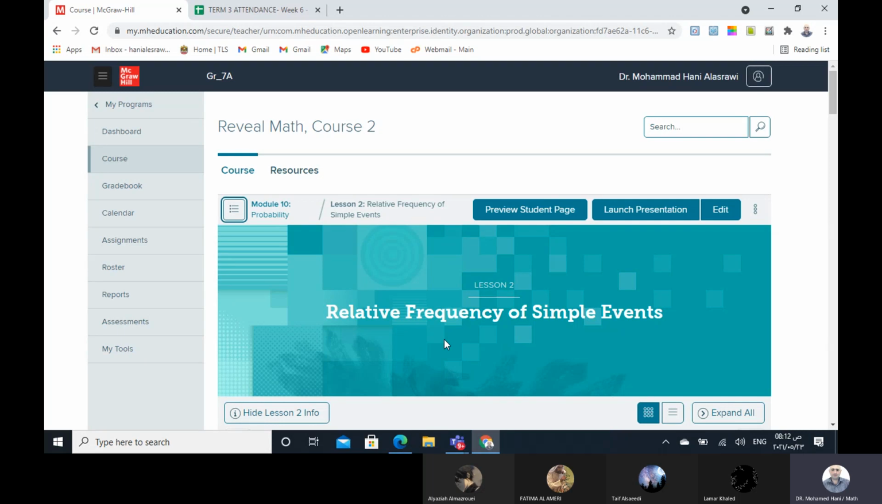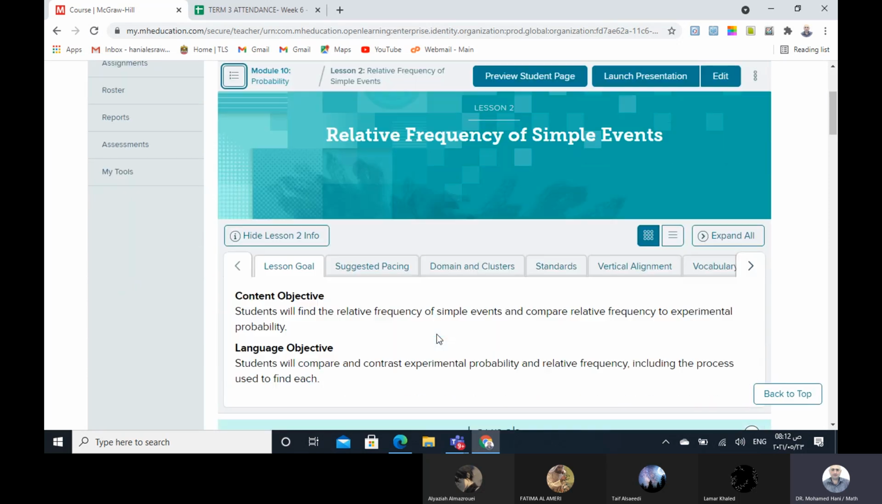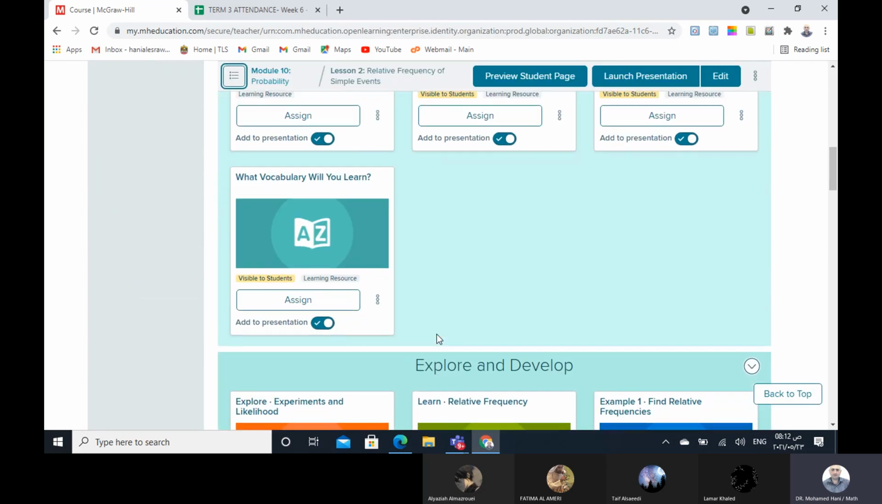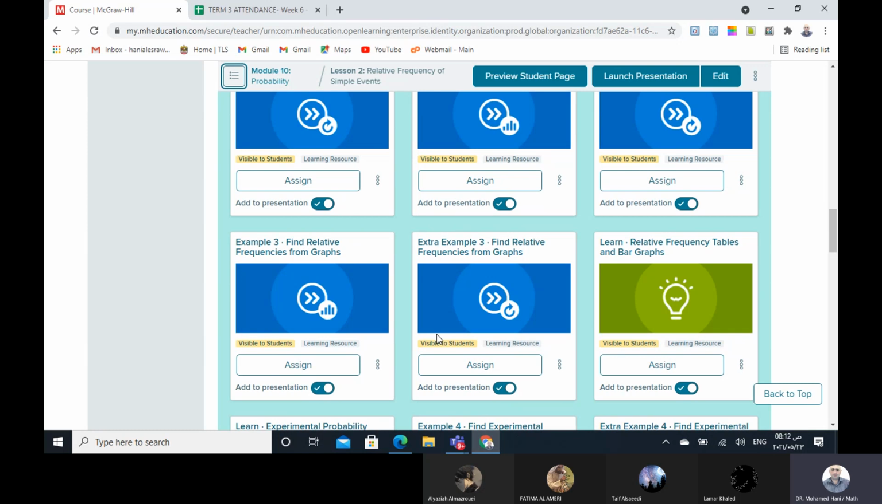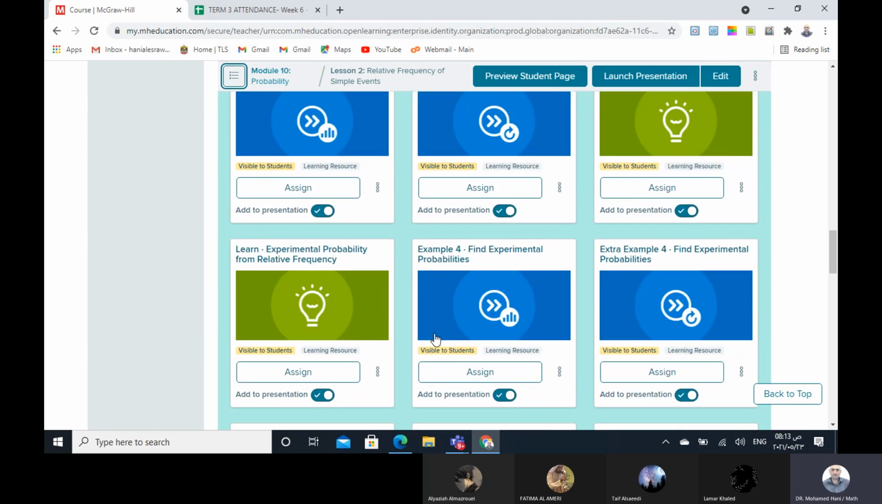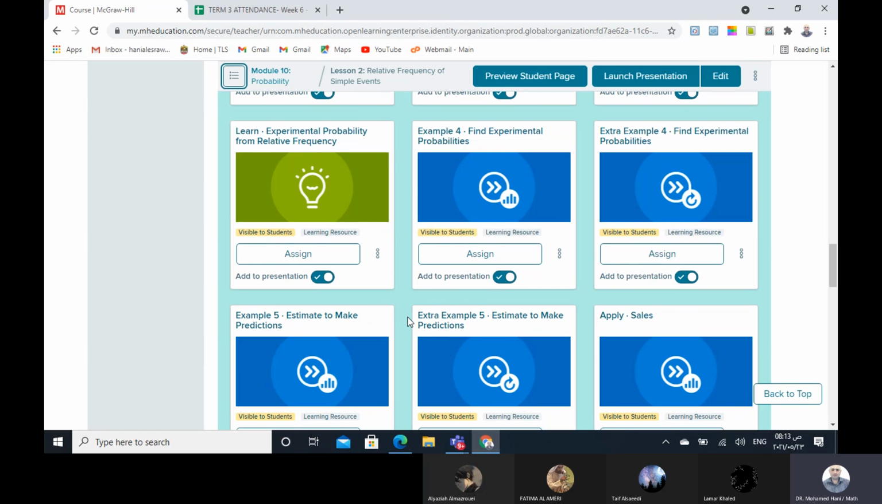Math grade 7. We are in module 10, probability. Today we want to continue lesson 2, relative frequency of simple events. In the last lesson we talked about experiment and likelihood, relative frequency, and relative frequency tables and bar graphs. And today we want to continue experimental probability from relative frequency.